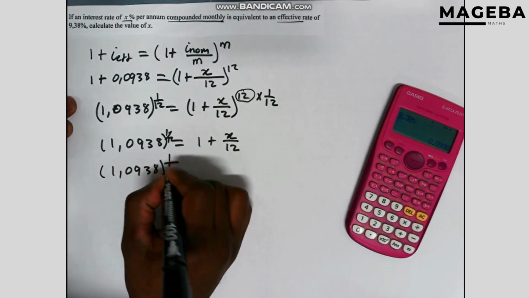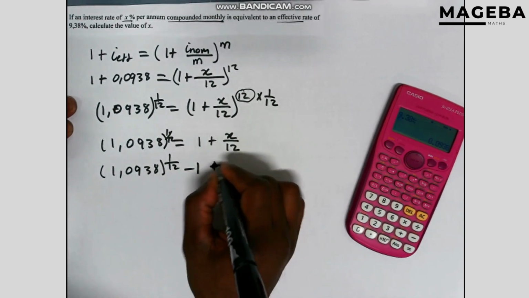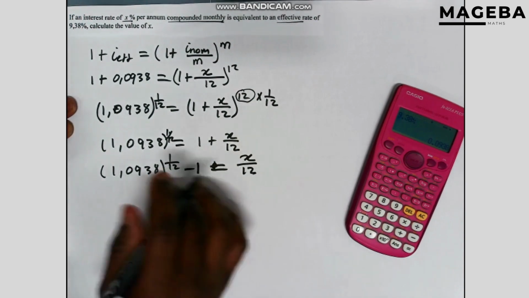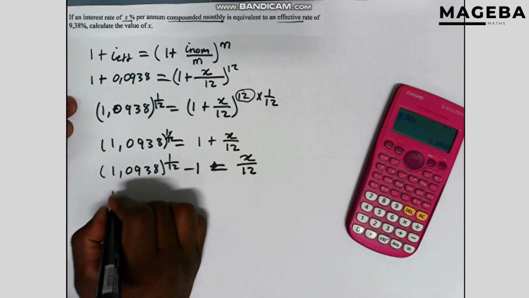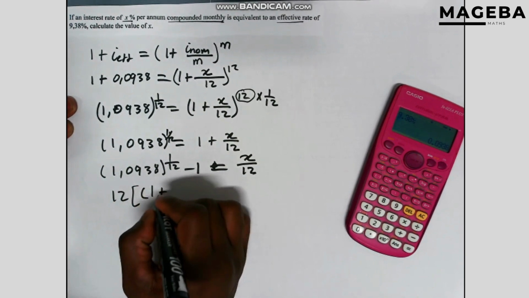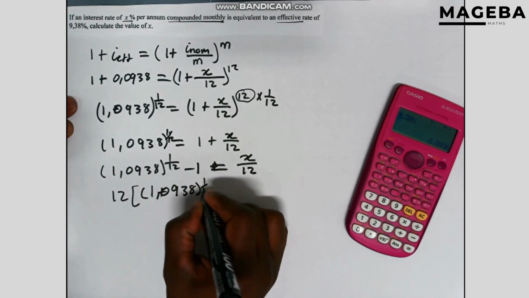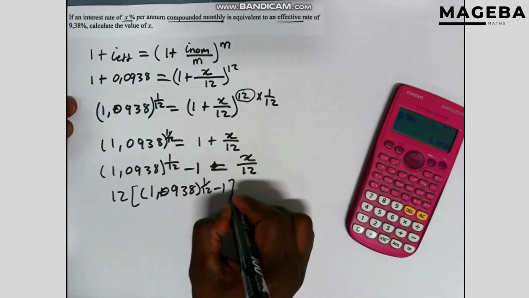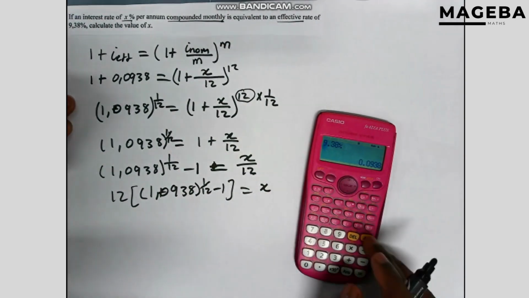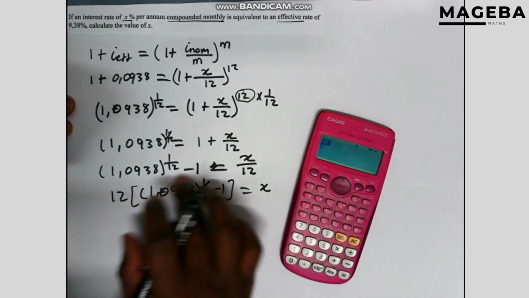equals x over 12, and then from here we cross multiply, then we're going to have 12 into 1.0938 to the power 1/12 minus 1 equals x. I put a lot of brackets here just to avoid confusion. So here I'm just going to have 12. You can punch your calculator from here if you're getting confused.